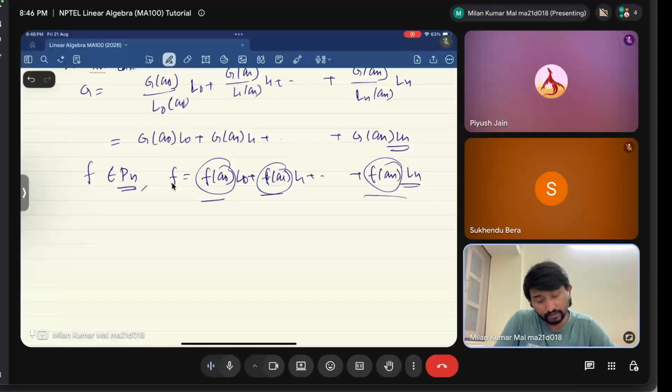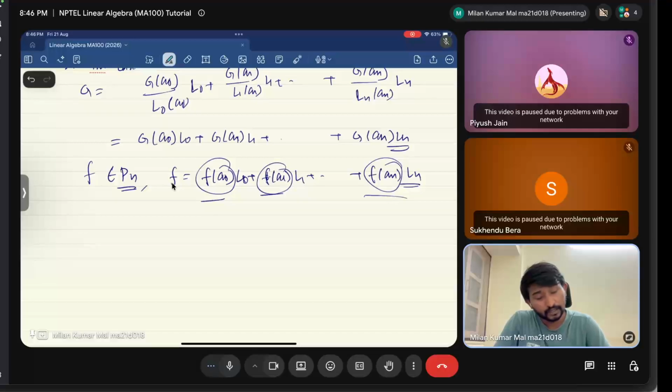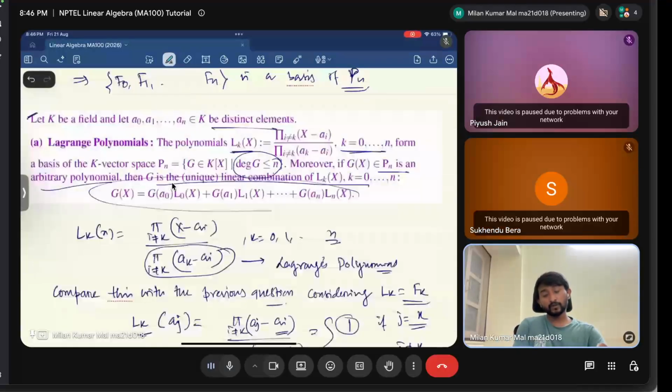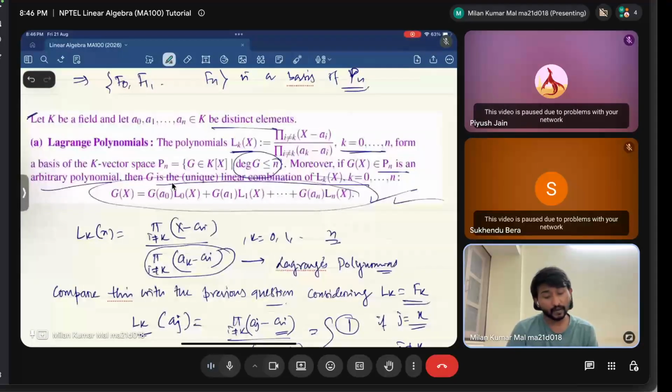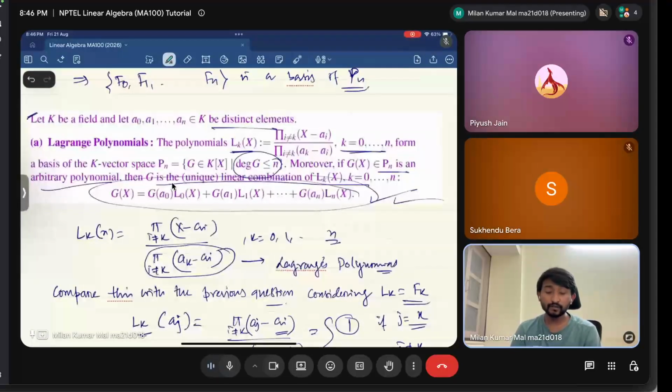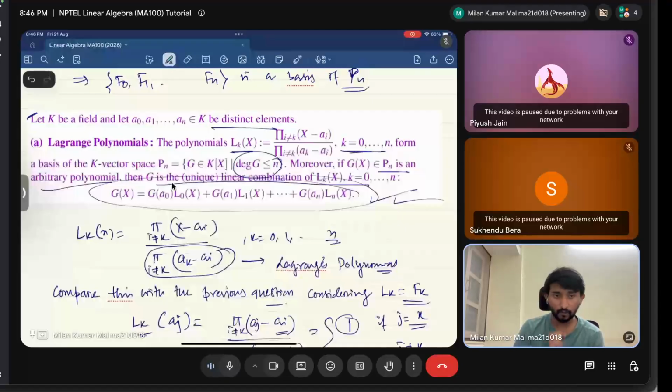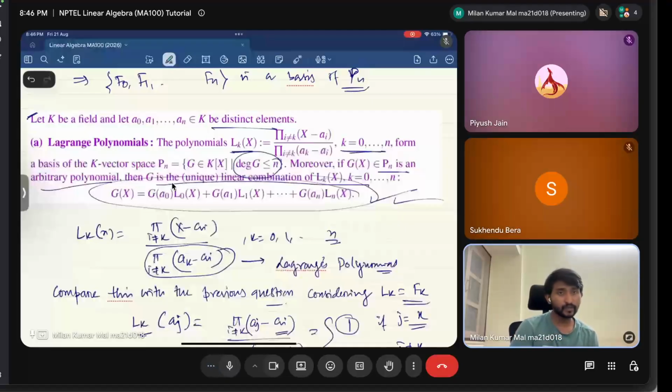So what was the question in this situation? Yeah, this is what it is. We have proved this, so this is done. The question was: the polynomials Lk(x) form a basis of the K-vector space Pn. That follows directly from the previous question, just realizing the current situation is aligned with the previous situation with some specific cases. Moreover, if g(x) in Pn is an arbitrary polynomial, then g is a linear combination of the Lk(x), and that we have observed. In fact, the linear combination is given by this specific form only. I hope this is clear.